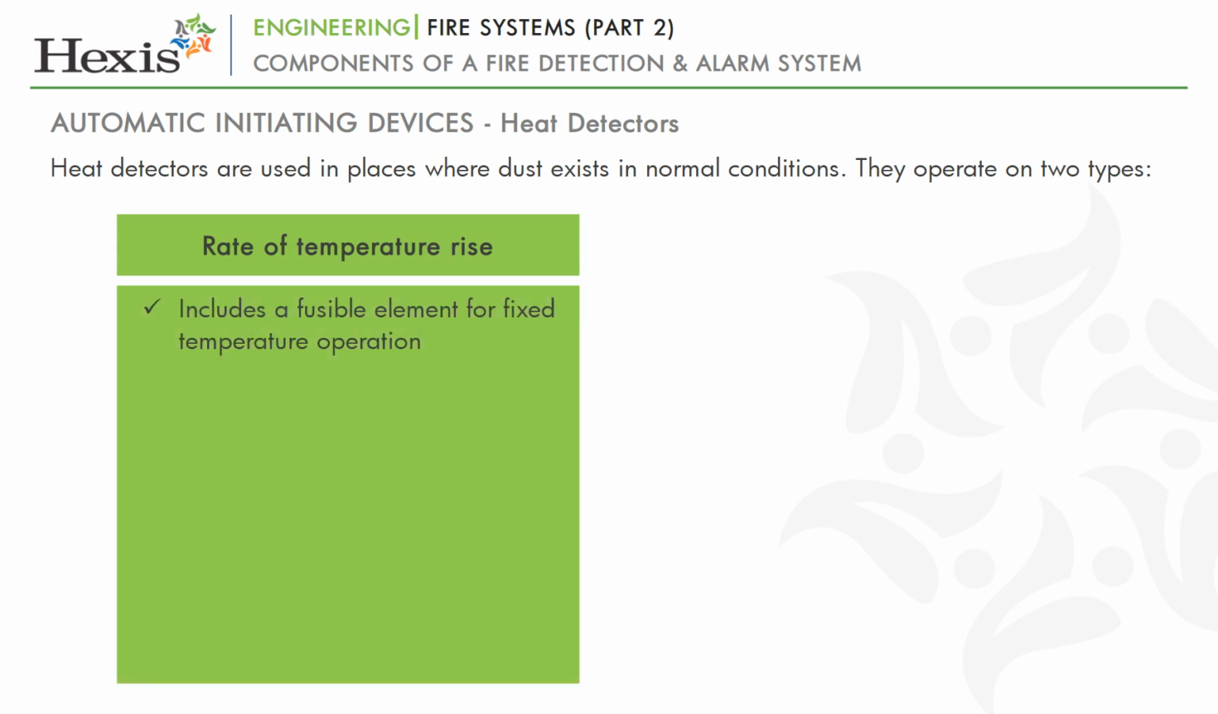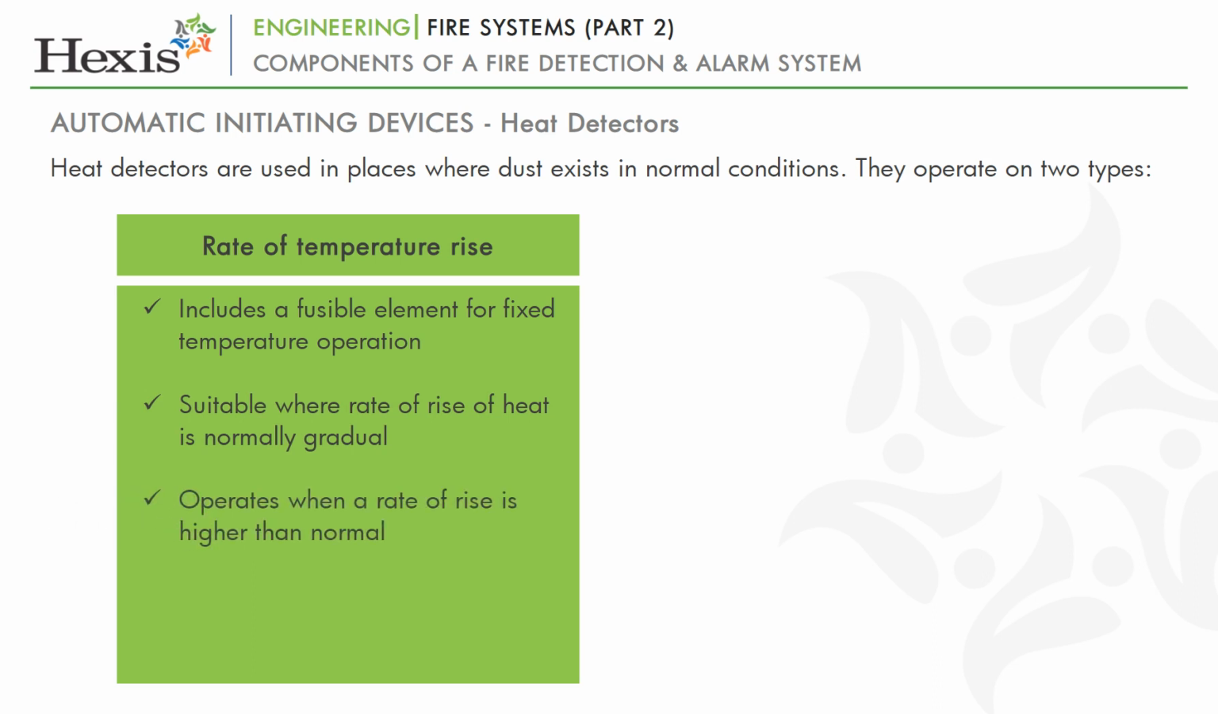The rate of rise temperature detector may also include a fusible element for fixed temperature operation, suitable where rate of rise of heat is normally gradual. The detector will operate when it senses a rate of rise higher than the normal. This is normally a first choice when a smoke detector cannot be deployed.